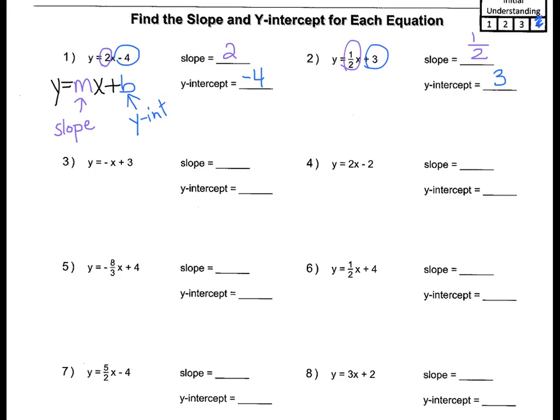So please complete numbers 3 through 10. Identify your slope and y-intercept. And then don't forget to pick your reflective understanding as well. Let's go to the next page. Page 4.